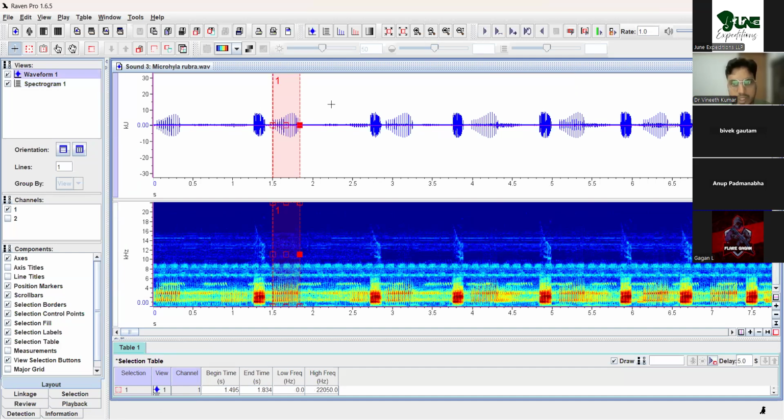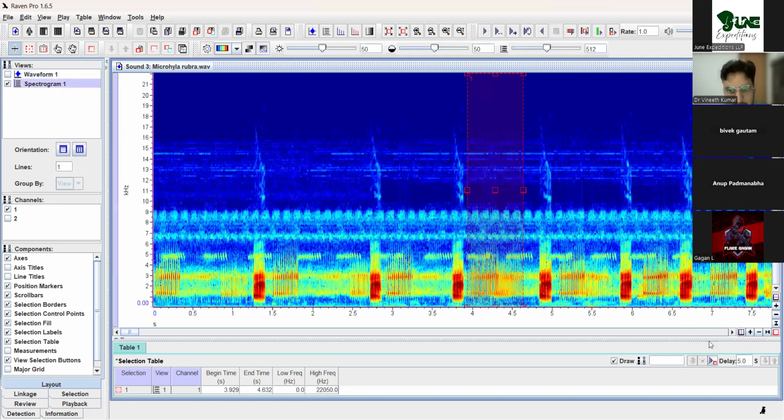Okay. For example, here you see, I think there's some sort of noise. Two Ornata were calling at the same time. This Ornata was a little far. Are you able to observe? Look at the spectrogram. See, two Ornata are calling together.